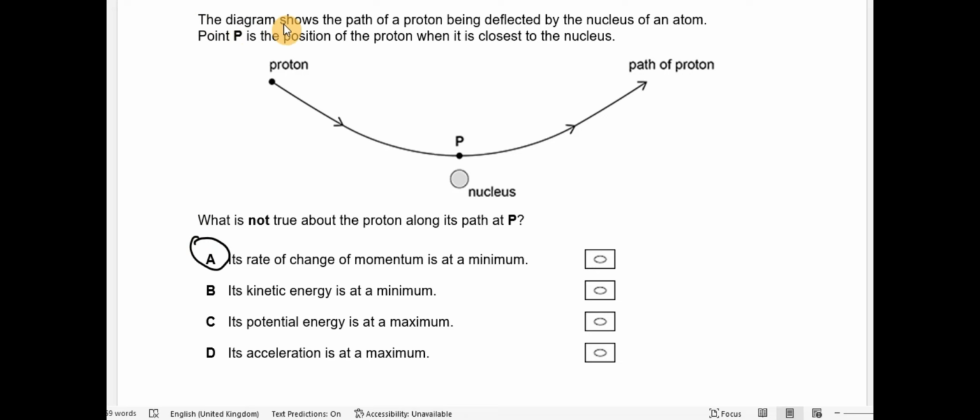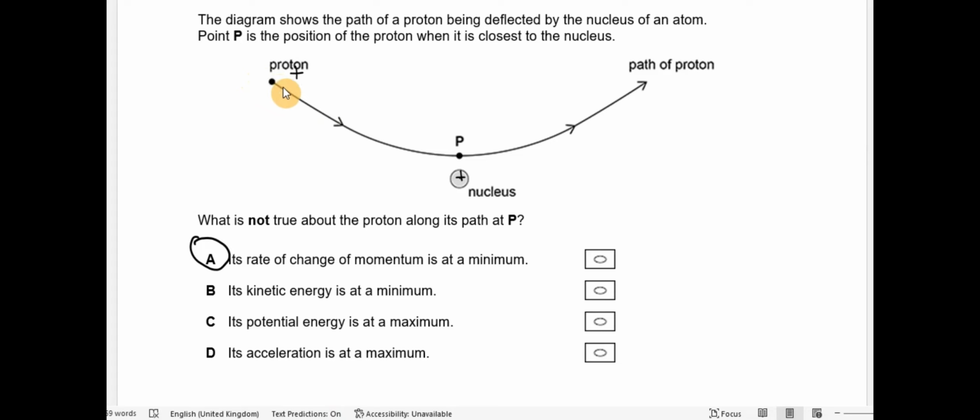So, the diagram shows the path of a proton being deflected by the nucleus of an atom. Point P is the position of the proton when it is closest to the nucleus. So we've got a proton, obviously a proton has a positive charge, and obviously the nucleus has a positive charge.